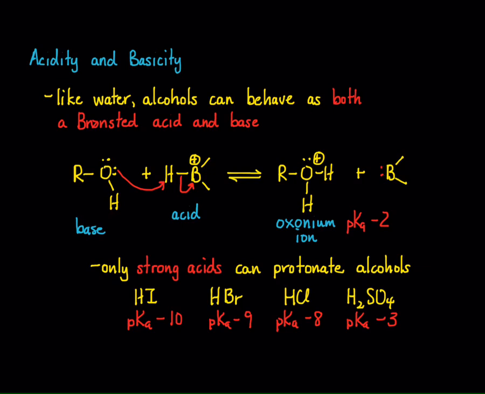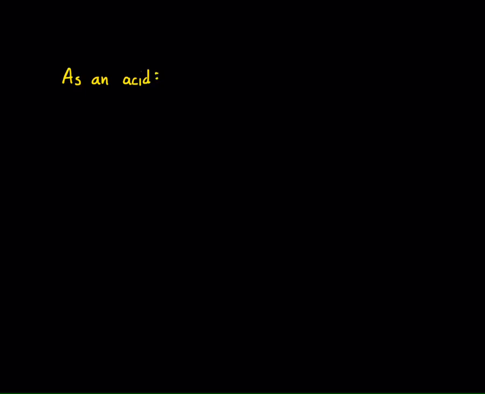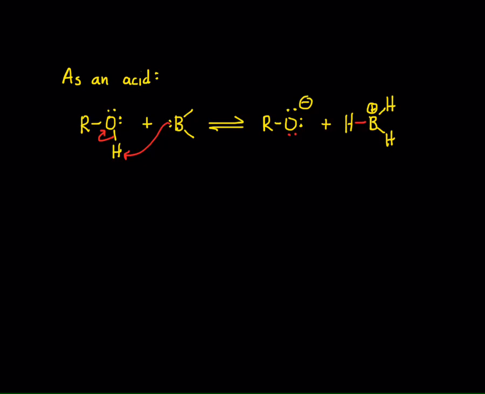Now, we've seen that alcohols can act as a base and be protonated, but alcohols can also react as an acid. So if I take an alcohol and react it with a base, what do I get? Well, the base can remove that proton off of the alcohol. And I get what's called an alkoxide ion, RO minus. And of course I get the conjugate acid of my base, whatever that base is. Now, again, it's important to understand how acidic alcohols are.